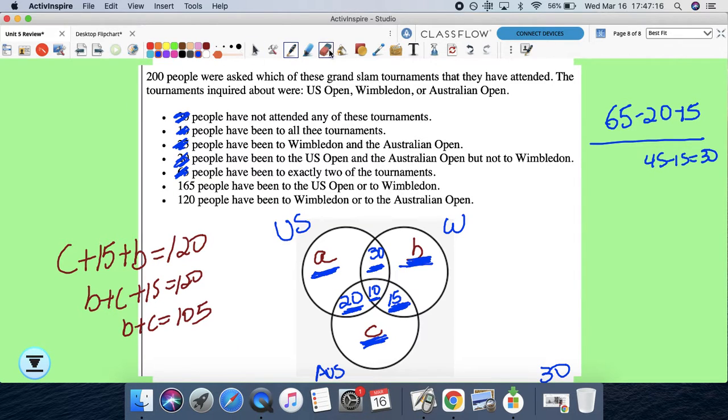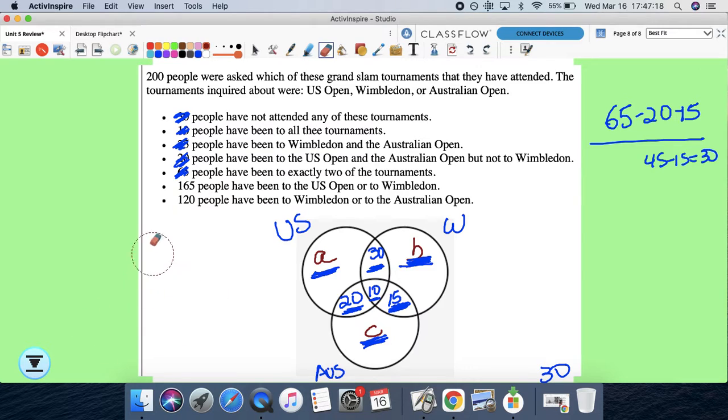So now I'm having doubts about that statement here. 165 people have been to the US Open or to Wimbledon. It doesn't say only, right? So this group here has been to the US Open or to Wimbledon.